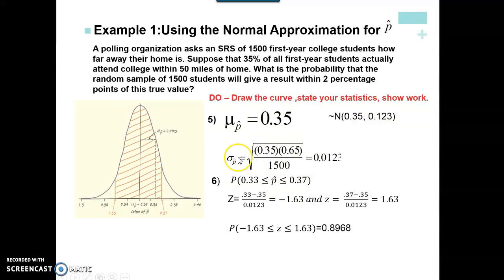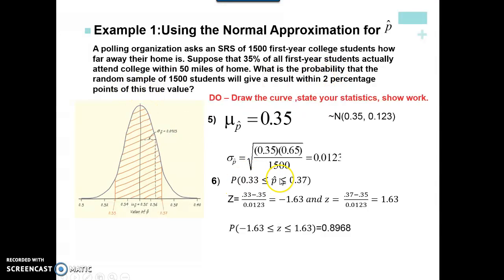And the sampling distribution to get the standard deviation: 0.35 times 0.65. The 0.65 is 1 minus 0.35, divided by your sample size, 1500. Make sure you take that square root to get 0.0123. Okay, now notice this statement right here. What was the question asking us? What's the probability that a random sample of 1,500 students give a result within 2 percentage points?